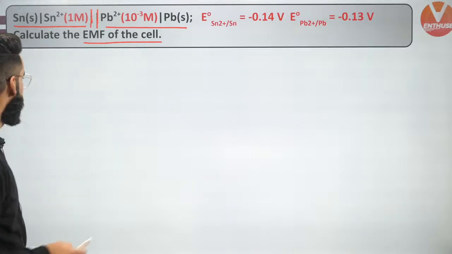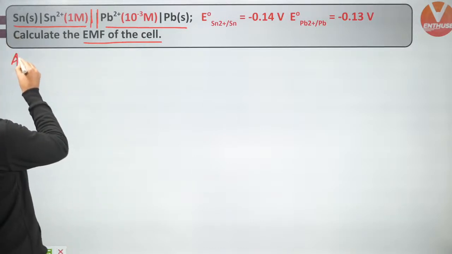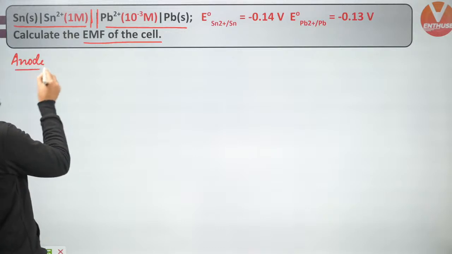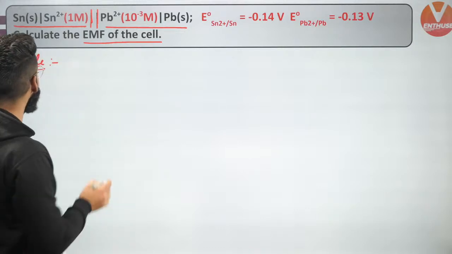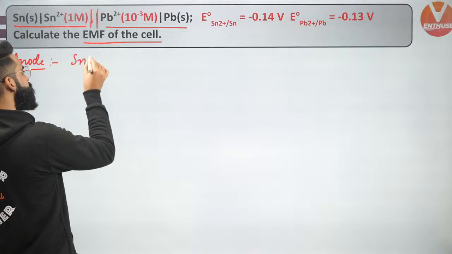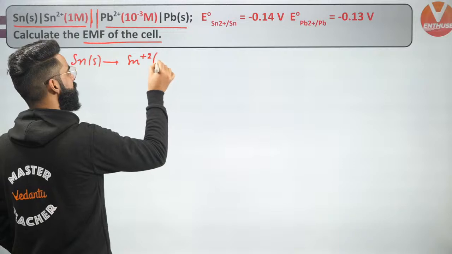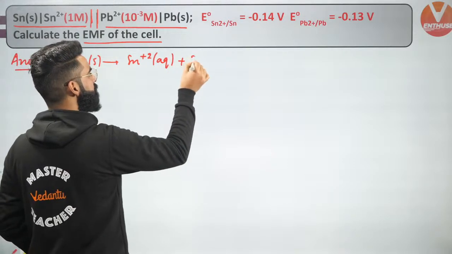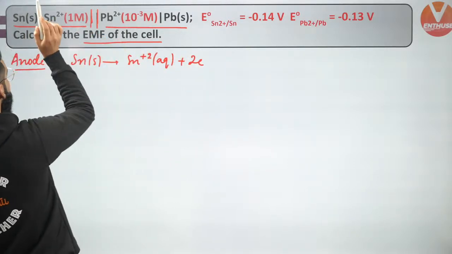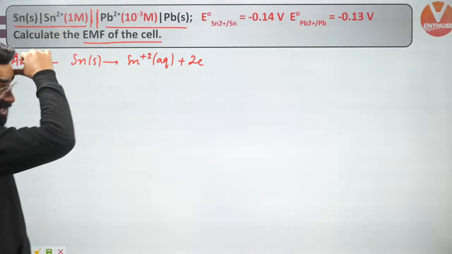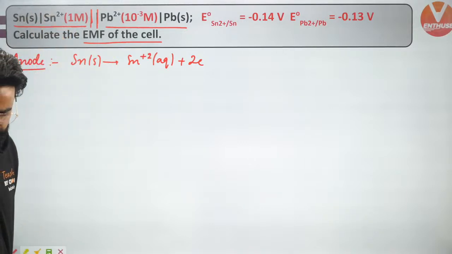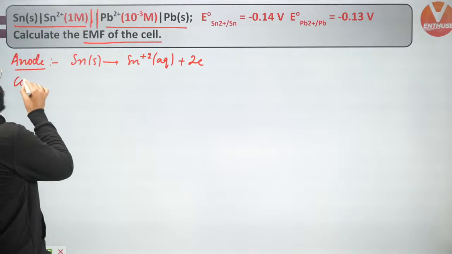Understand properly. First of all, I'll be writing the reaction which will be taking place at anode. You can easily write that. The reaction taking place at anode is going to be Sn solid gets converted to Sn²⁺ aqueous plus how many electrons? Plus 2 electrons. This is the reaction taking place at anode, because we know tin gets converted to Sn²⁺. Similarly, can I write the reaction which will be taking place at cathode?